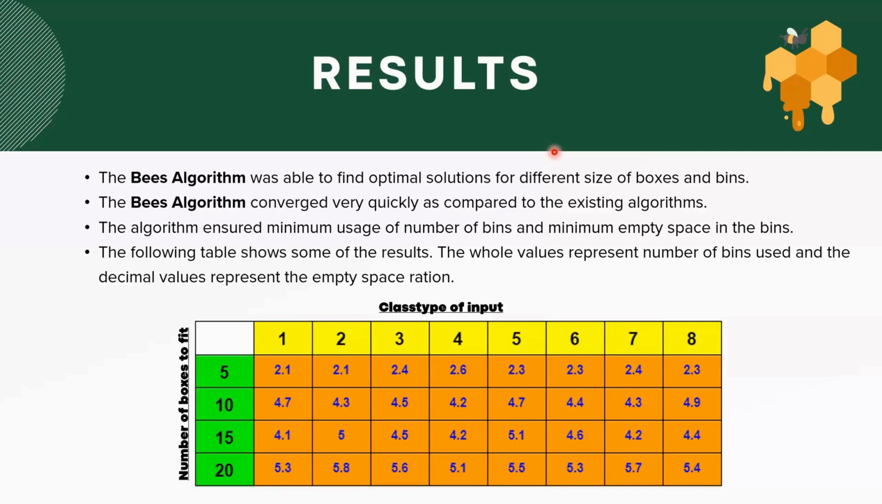So I mentioned the table which shows some of the outputs that I got by applying the Bees algorithm to the 3D bin packing problem. And as you can see, in all the cells we have a whole number along with a decimal. So the whole number represents the number of bins, and the decimal part represents the ratio that we used in the cost function. So all these values represent the most optimal cost, which directly represents the number of bins used and the left empty space in the bins.